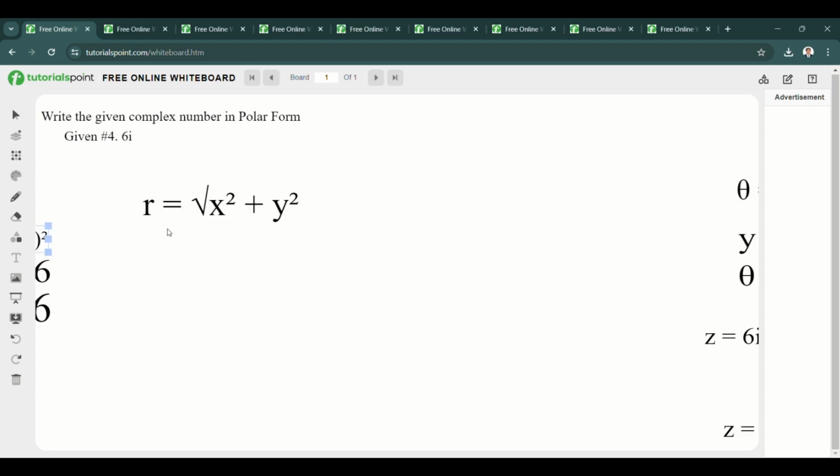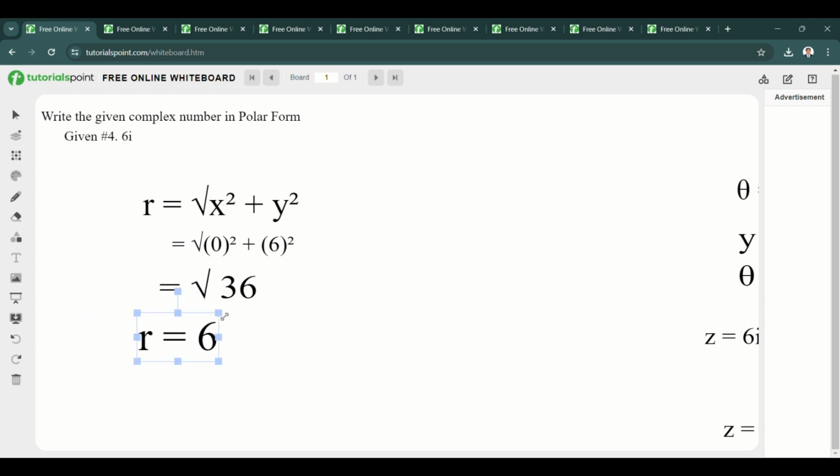The next is number 4. The given number 4 is 6i. 6i is an imaginary number. So, y will have a value and x will not have. While plugging the values, the square root of 0 squared, which is x, we do not have x here, plus 6 squared, which is the imaginary number. So, evaluating this, we will get the square root of 36. Then the square root of 36 is our value for r, which is r equals 6.